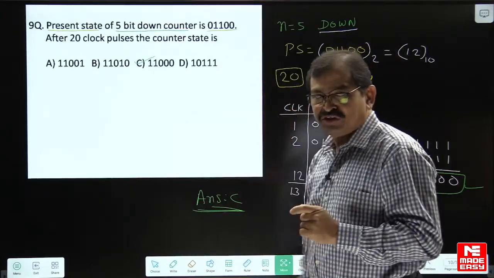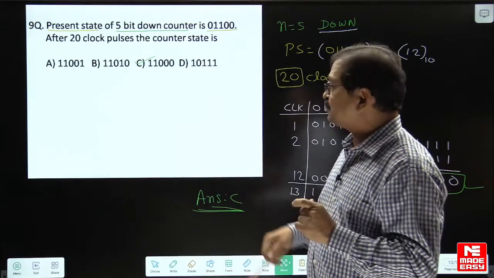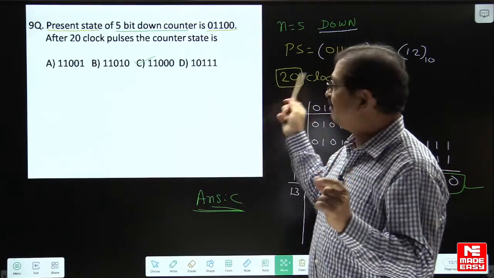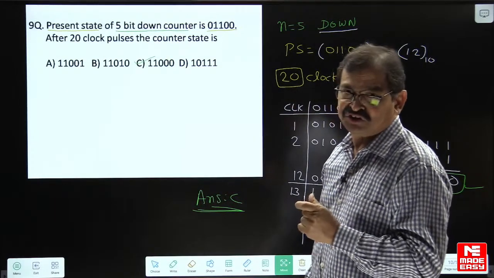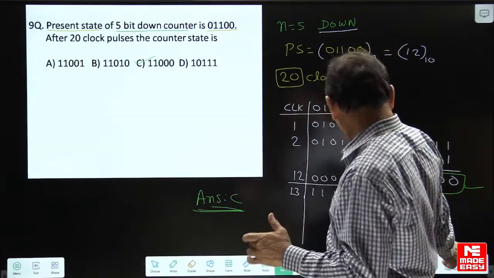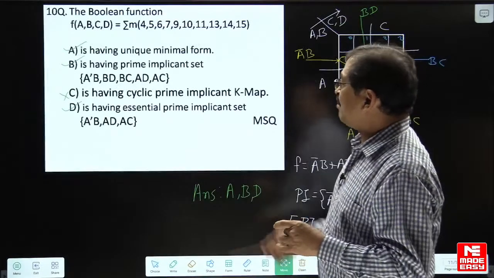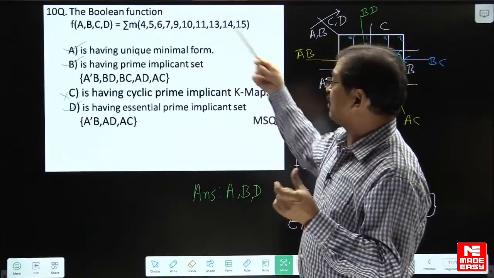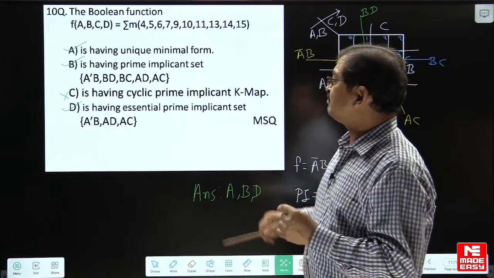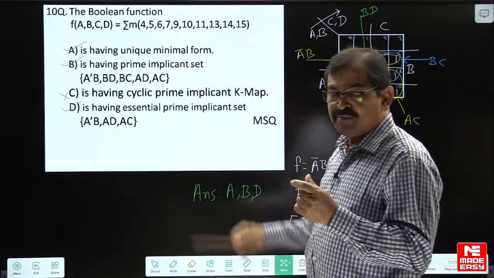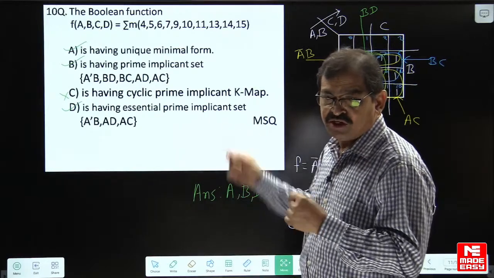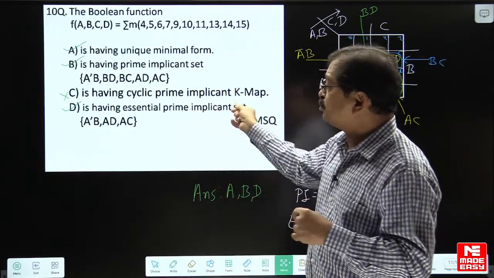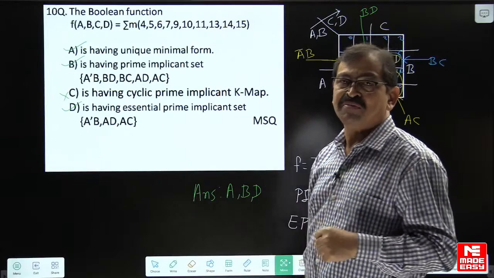And here this question is a down counter, a good question. And what is the shortcut? We need to identify the next state after 20 clock pulses, as we discussed, right? And coming to this, it is just a conventional paperwork question. How many prime implicants are there, how many products are essential prime implicants, and how many minimal forms does the function have? As a part of this, you need to know even the cyclic prime implicant K-map.